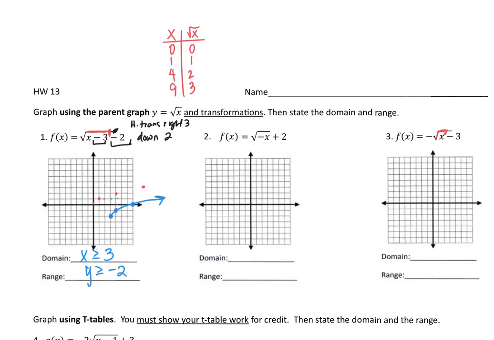Okay. Now again, same points, 0, 0, 1, 1, 4, 2. And this time we're going to do a reflection. The negative inside is a reflection on the y-axis. And then a vertical translation up 2. So I'm going to reflect. Well, if I'm here at 0, 0, reflecting it on the y-axis, it stays at 0, 0, and then I go up 2.